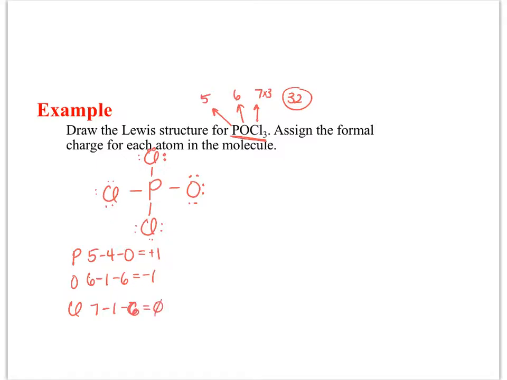Okay? Now, there are other ways that I could draw this molecule. This is the simplest way, and that's the one you're going to pick. But there are other options. I could take this, because phosphorus has the ability to expand the octet.